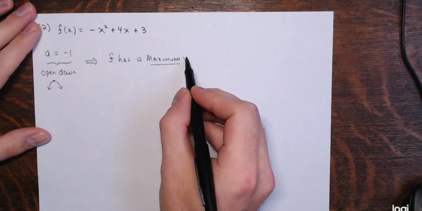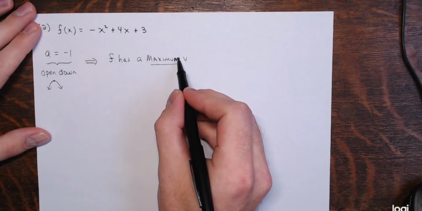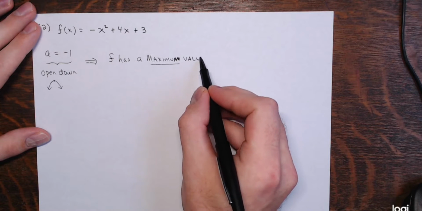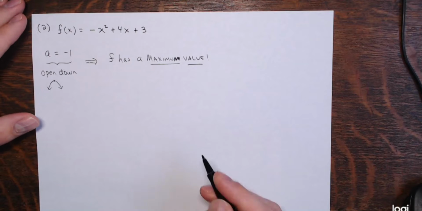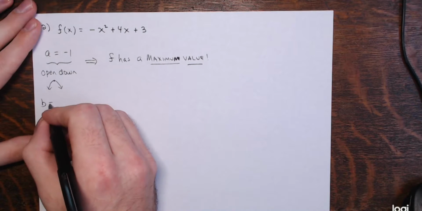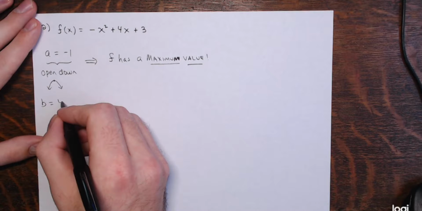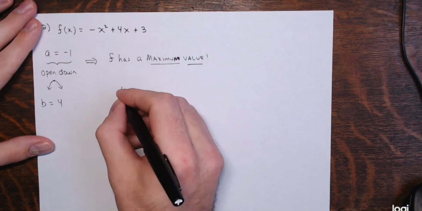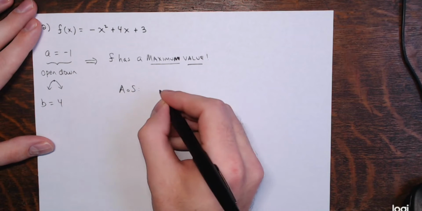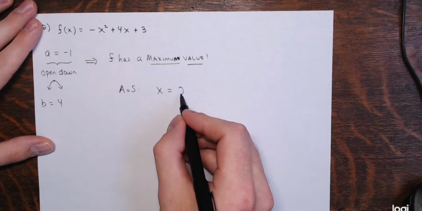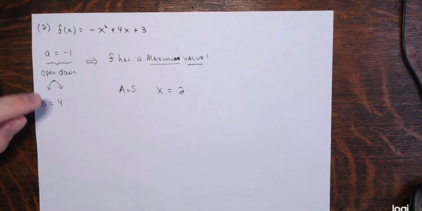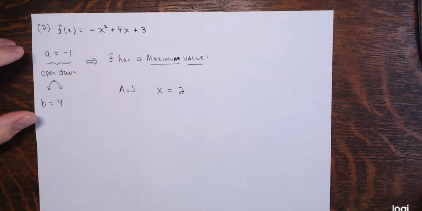Sorry, that's supposed to be an m. It has a maximum value. And we just need to find it. All right, and then b, in general form here, is 4. The axis of symmetry will be x equals, negative 4 over negative 2, which is positive 2. Right, negative b over twice a, negative 4 over negative 2, positive 2.